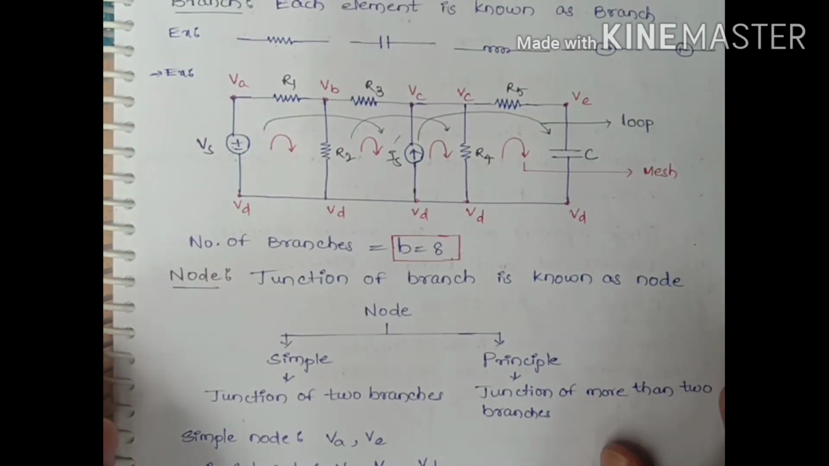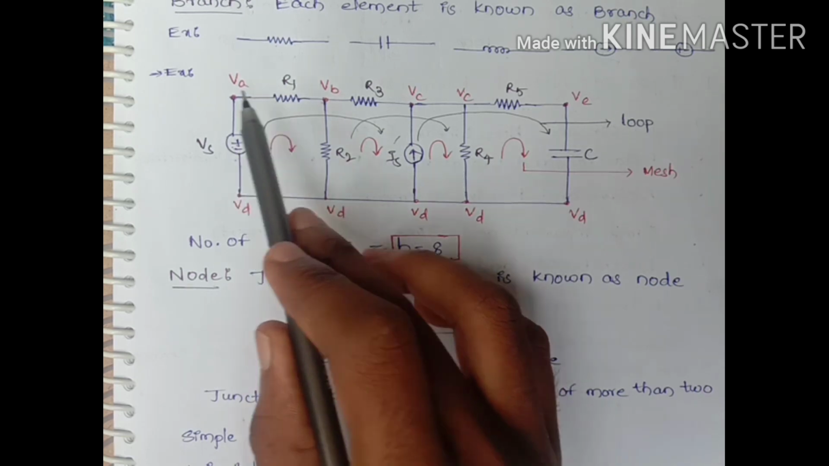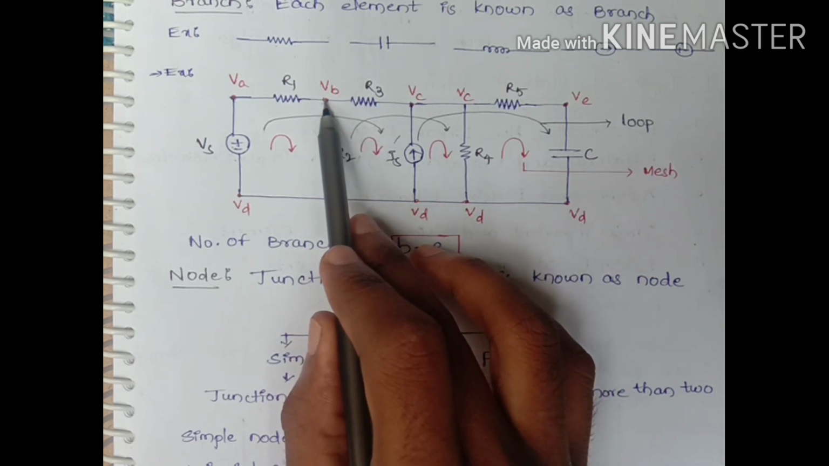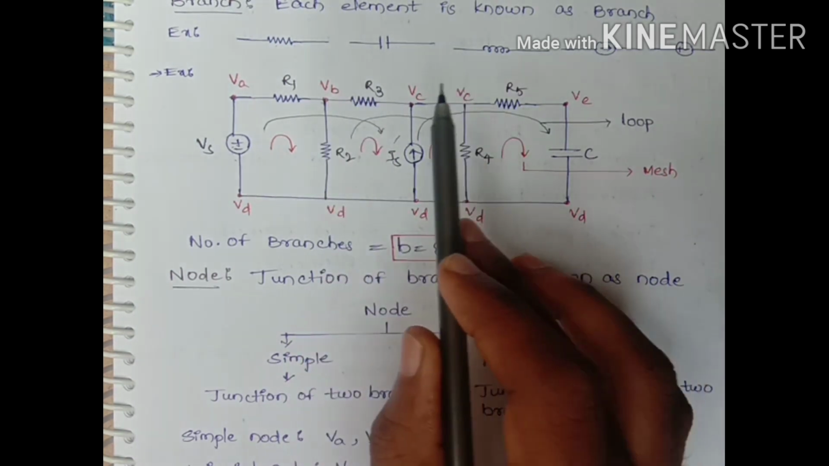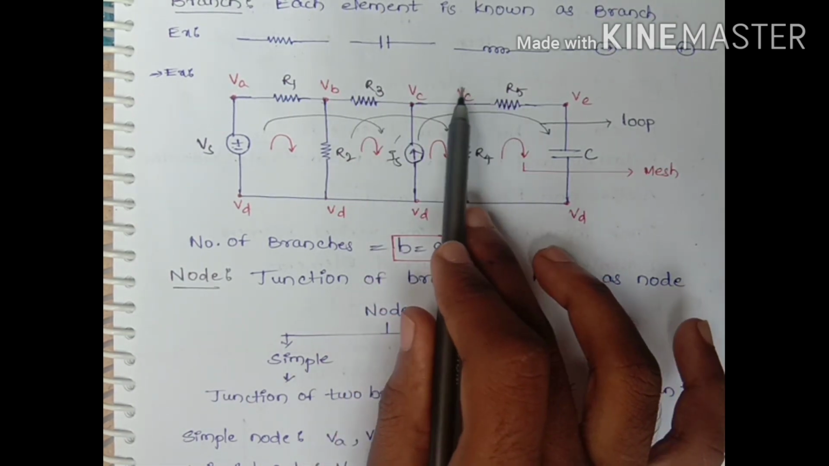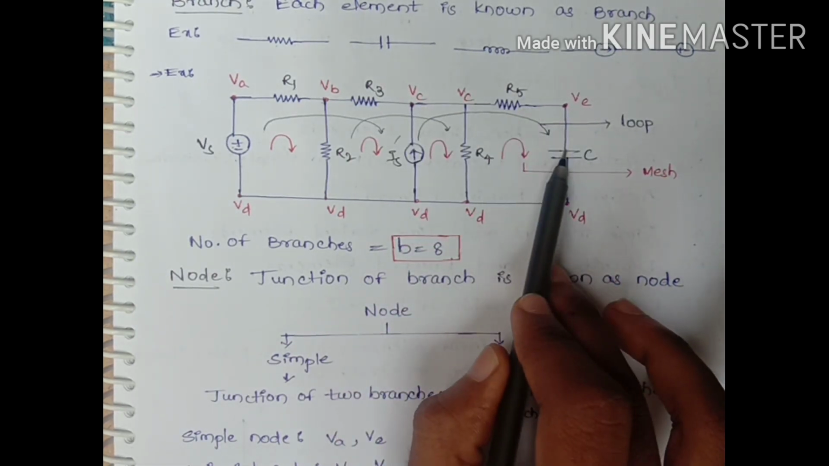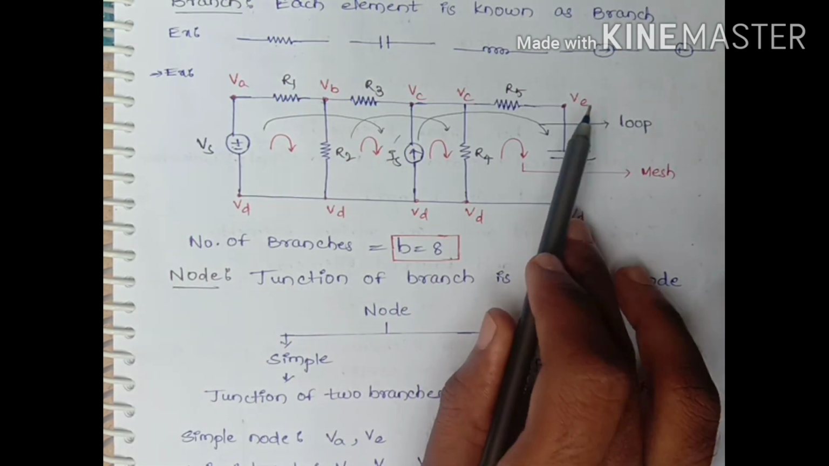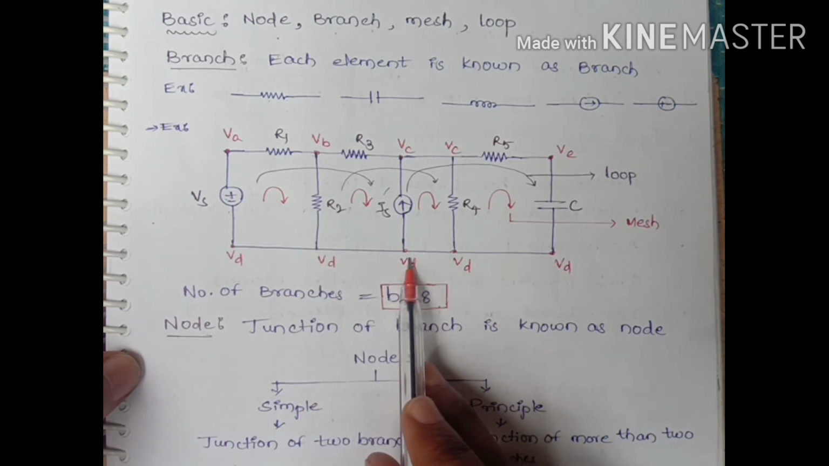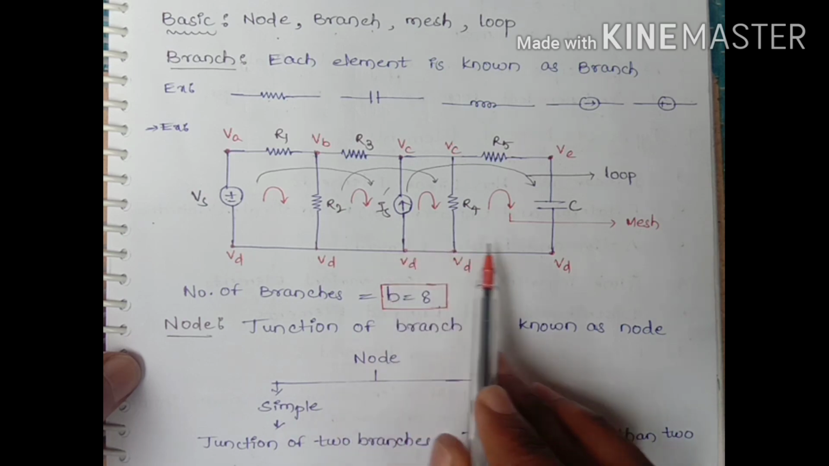Now look at the same example. VA is a junction of these two branches, so it is a simple node. VB is a junction of these three branches, so this is a principal node. Similarly, you can observe VC also a junction of these four branches, so this is a principal node. VE is a junction of these two branches, so this is a simple node. Similarly, ground is also considered as a principal node because it is a junction of these 5 branches.